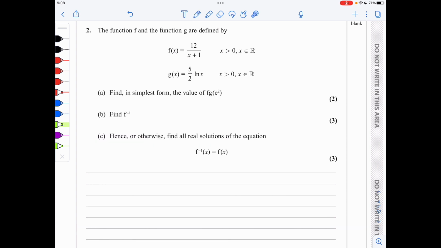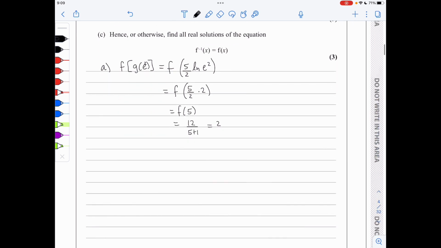Question 2, we need to find f of g of e squared. It's a composite function, so I will first apply g and then f. So this is f of 5 over 2 ln of e squared. Now ln of e squared is simply 2, so it's going to be f of 5 over 2 times 2, which is f of 5, which is 12 over 5 plus 1, which is equal to 2.